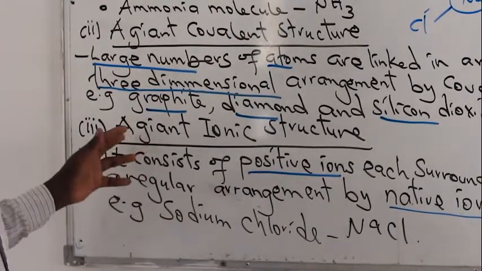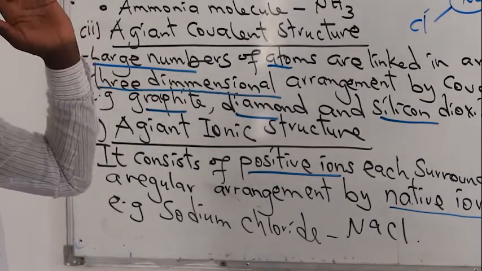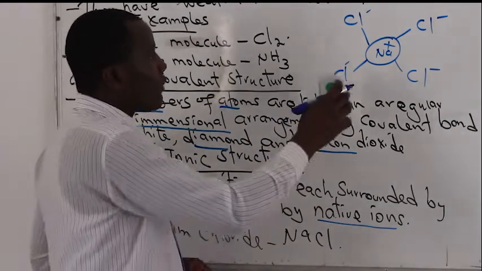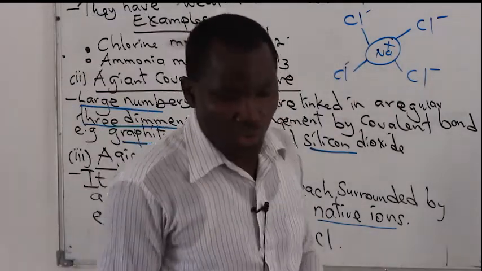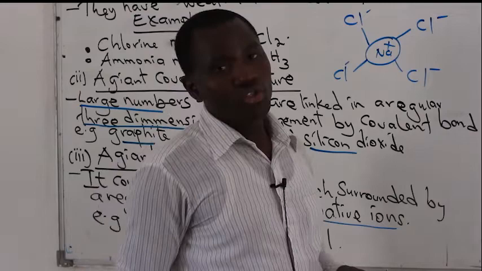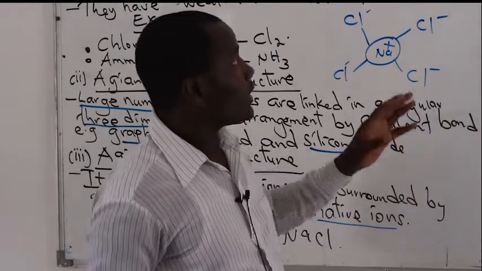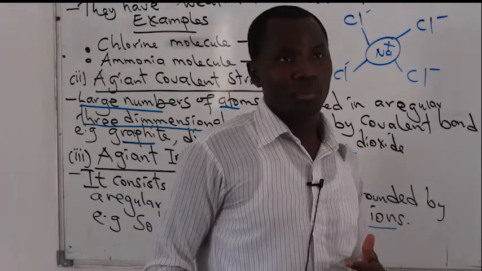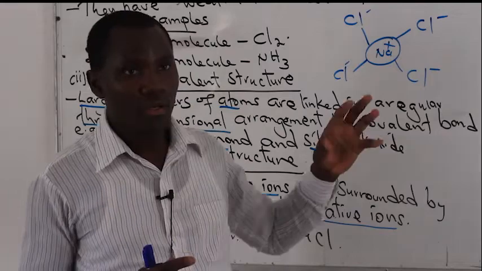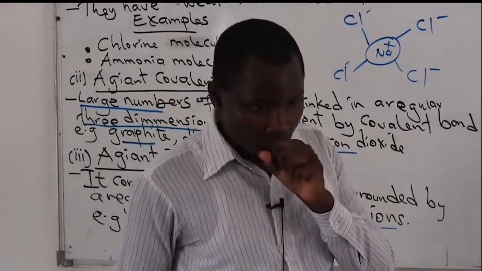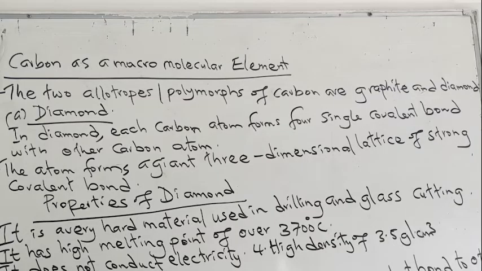Now, after the giant ionic structure, let's look at carbon as a macromolecular element. We have looked at carbon in Form 2. In Form 3, we also built on some concepts about carbon. In Form 4, now we are going to look at some unique properties or unique structures that we can obtain from carbon. So we say carbon is made up of two allotropes. The major allotropes of carbon are graphite and diamond.